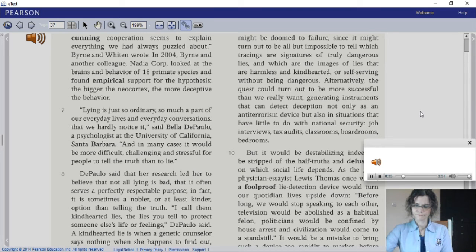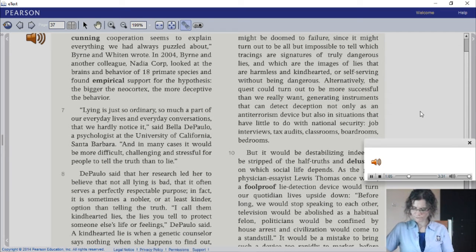And in many cases, it would be more difficult, challenging, and stressful for people to tell the truth than to lie. DePaulo said that her research led her to believe that not all lying is bad, that it often serves a perfectly respectable purpose. In fact, it is sometimes a nobler, or at least kinder option than telling the truth. I call them kind-hearted lies, the lies you tell to protect someone else's life or feelings, DePaulo said.